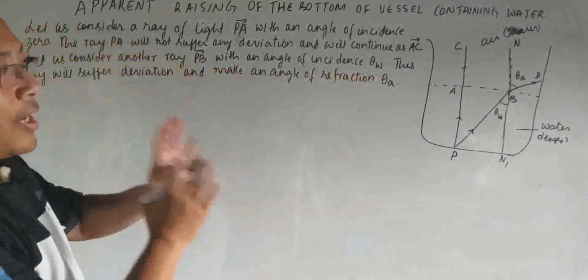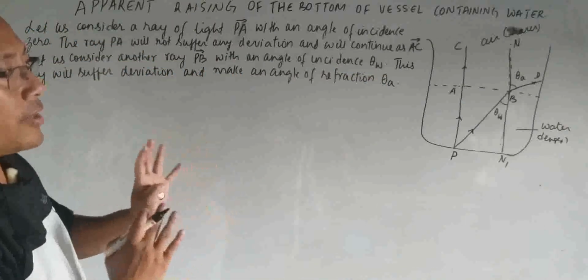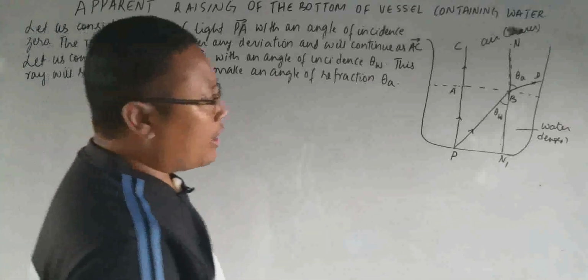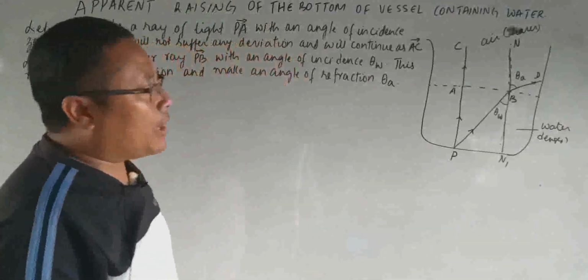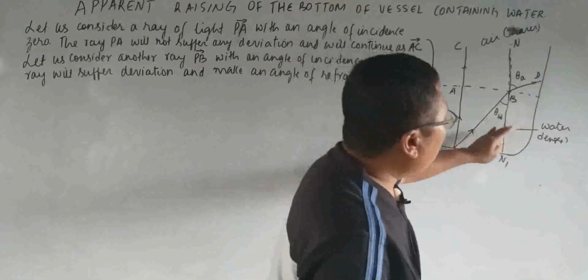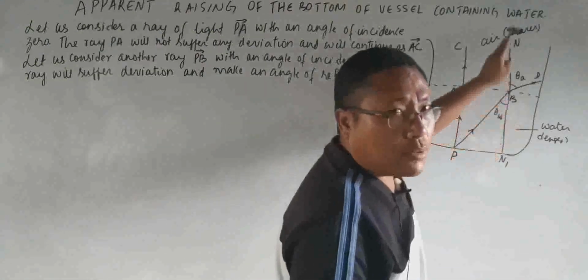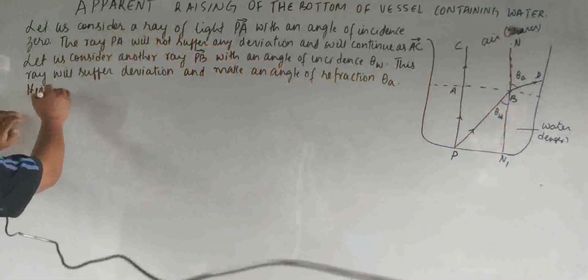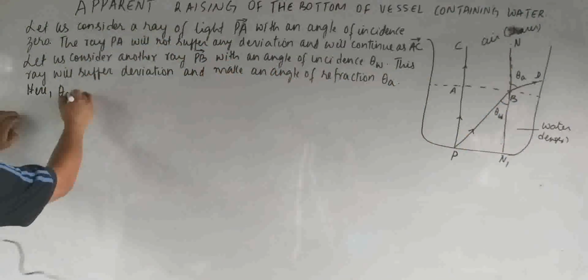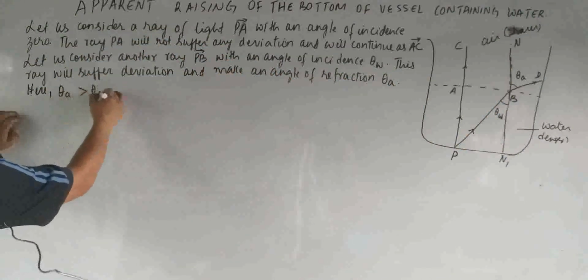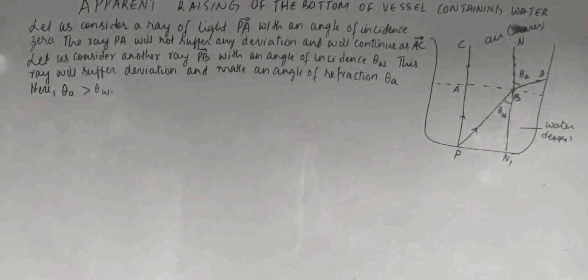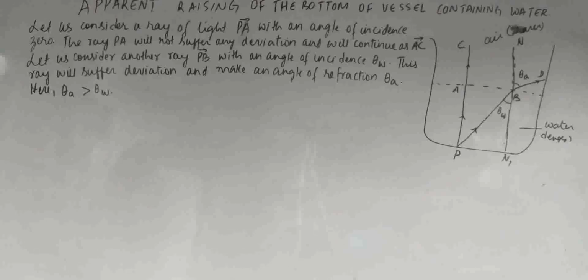Now, just looking at the diagram also, you can make out that theta A is greater than theta W, or the angle of refraction is greater than the angle of incidence. That is because the ray of light travels from denser medium to rarer medium. So here theta A is greater than theta W. Keep that always in mind.